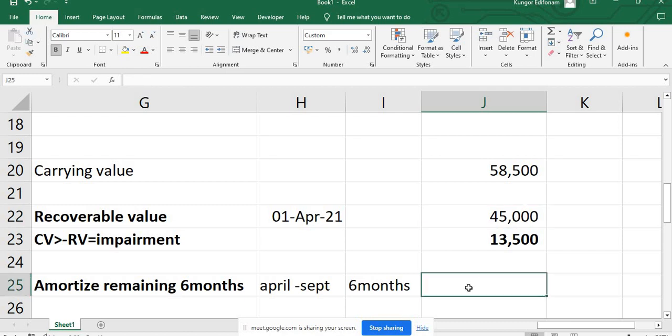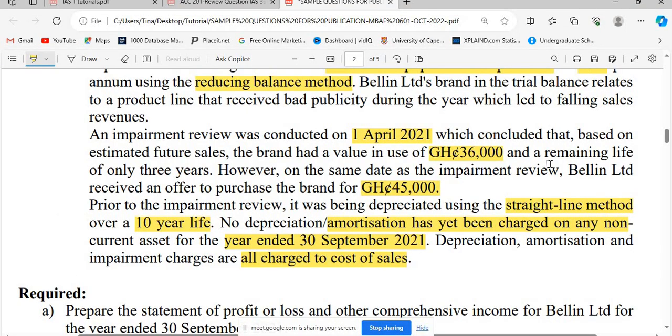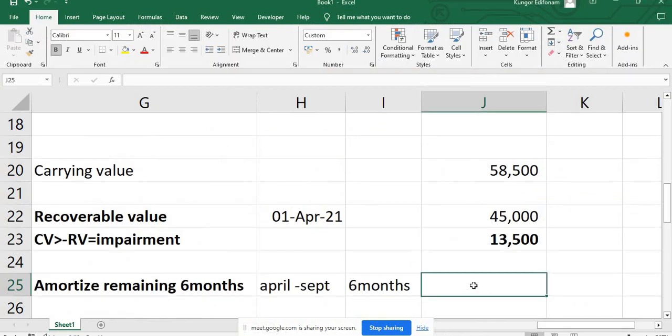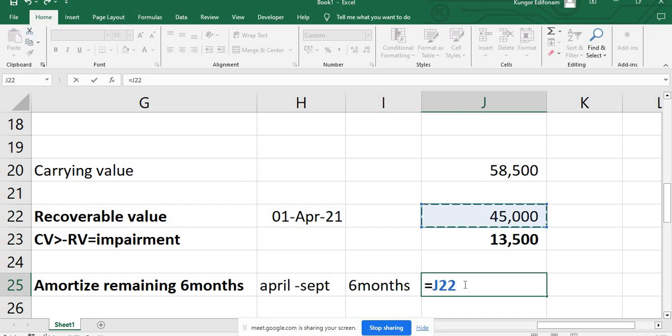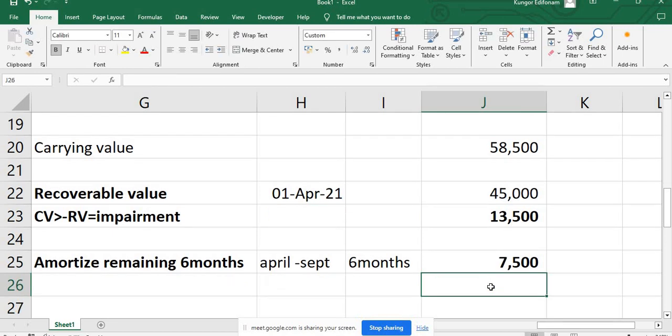We were told that the remaining useful life is 3 years. So what we'll do is divide by 3 and multiply by half. If it's 3 years and the value is 45,000, then every year will be 15,000, that is 45,000 divided by 3. So let's put it in brackets, divided by 3, times half a year, which is 0.5, so we'll get 7,500. That will be the amortization.